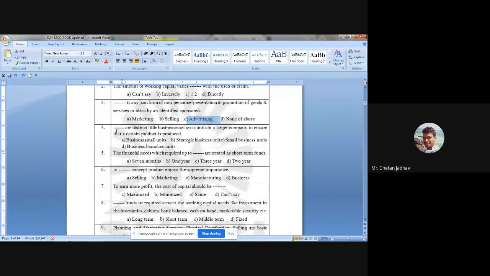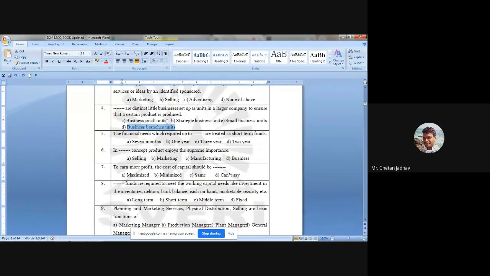Next question, number 4: blanks are distinct little businesses set up as units in a larger company to ensure that a certain product is produced. Okay, means we are doing a small business, a separate unit, in collaboration with a large company. So we have to ensure that in that small-scale industry we produce something, using that large company. So according to these 4 options: business small units, strategic business units, small business units, and business branch units. So option number B is correct, that is, strategic business unit.